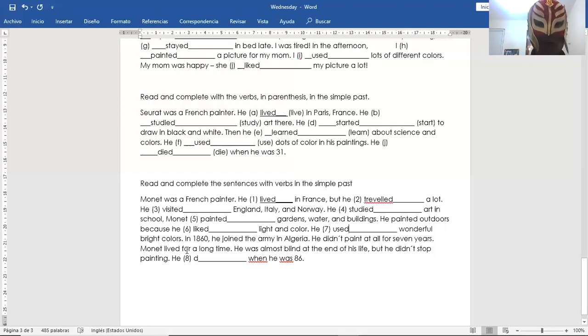Monet lived for a long time. He was almost blind. Él estaba casi ciego. He was almost blind at the end of his life. But he didn't stop painting. He, a verb that begins with letter D, a regular verb, die. And the simple past of die is with ED. He died because it's a regular verb. He died when he was 86.